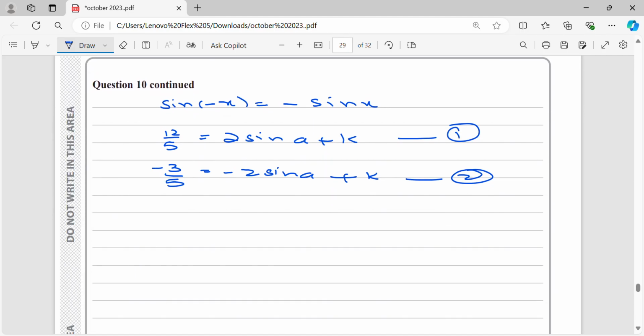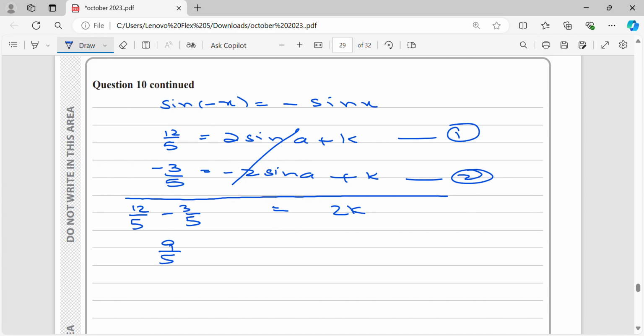Let's solve simultaneously. Eliminate sin a, because positive and negative, I can cancel it out. 12/5 minus 3/5 equals k plus k, which is 2k. So this is 9/5 = 2k, and k here is 9/10. So k is 9/10.